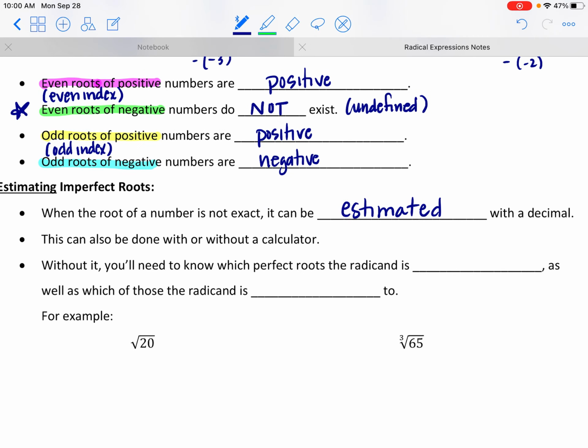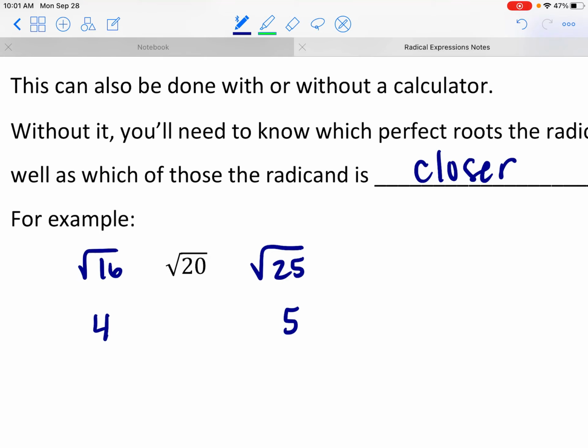Well, you have to know which perfect roots the radicand is between, as well as which of those two it's closer to. So, for example, I don't know exactly what the square root of 20 is, but I know the square root of 16 and the square root of 25, and 20 is right between those. The square root of 16 is 4 and the square root of 25 is 5. So the decimal approximation for the square root of 20 has to be between 4 and 5.